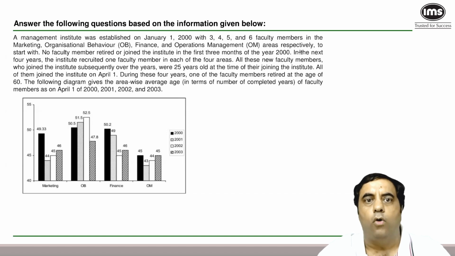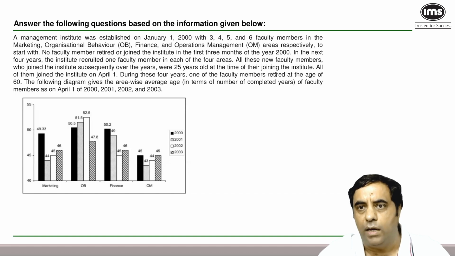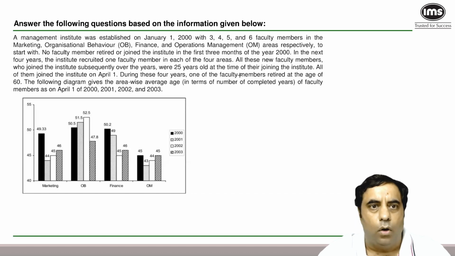To start with, no faculty member retired or joined the institute in the first 3 months of the year 2000. In the next 4 years, the institute recruited 1 faculty member in each of the 4 areas. All these new faculty members who joined the institute subsequently over the years were 25 years old at the time of their joining the institute. All of them joined the institute on April 1. During these 4 years, one of the faculty members retired at the age of 60.